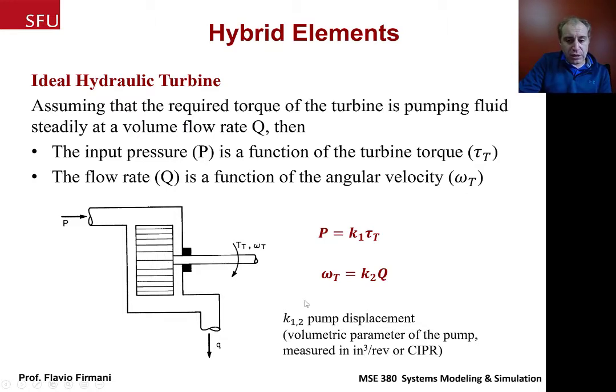And the other relationship that we're going to have relates the angular velocity of the turbine with respect to the volume flow rate. Again, there is going to be a constant that is defined by the pump itself, and the relationship is given here: the angular velocity of the impeller is going to be equal to this constant times the volume flow rate.